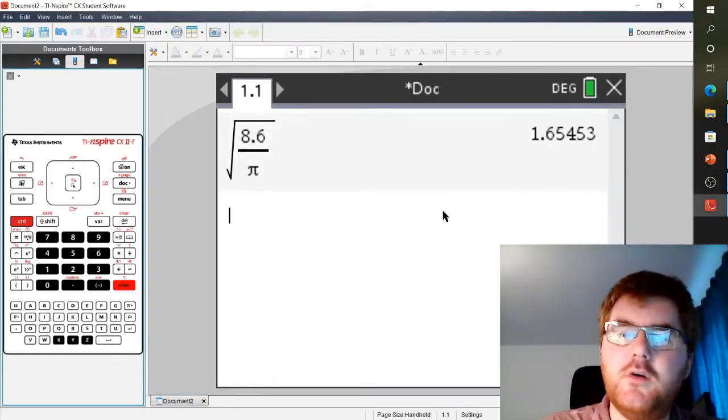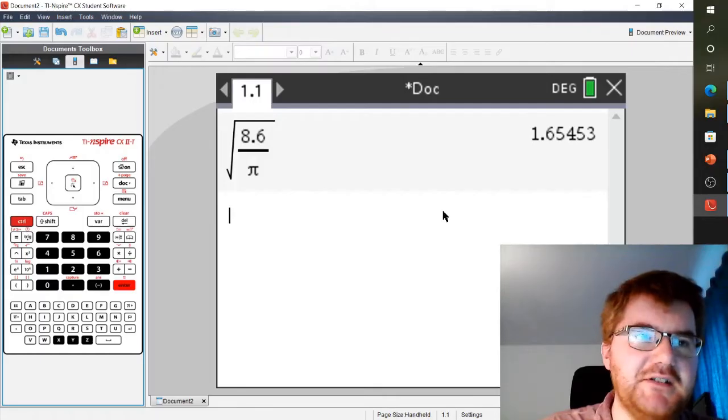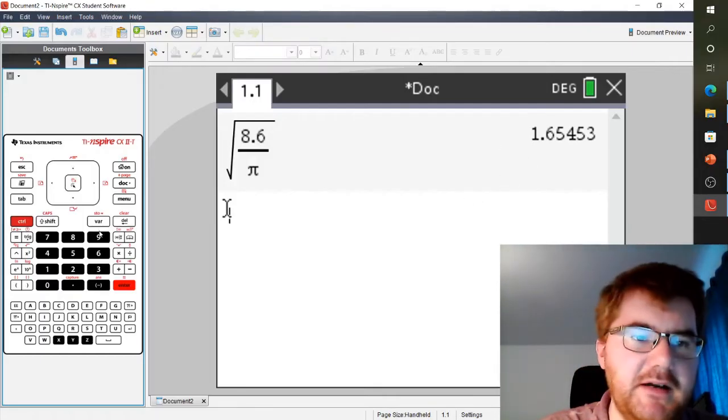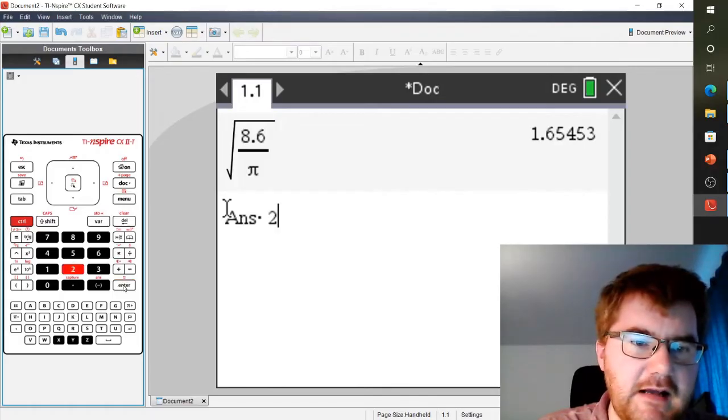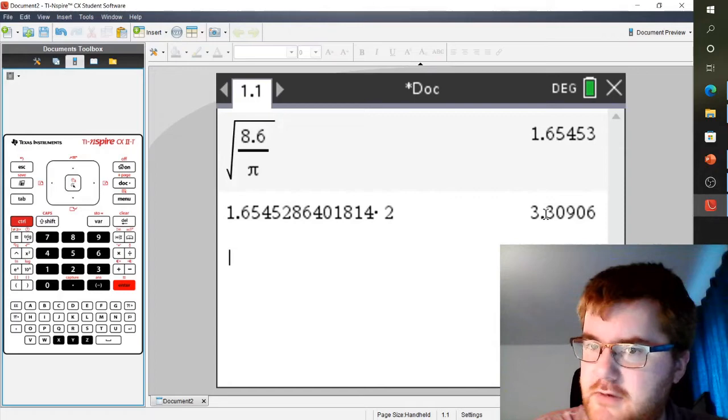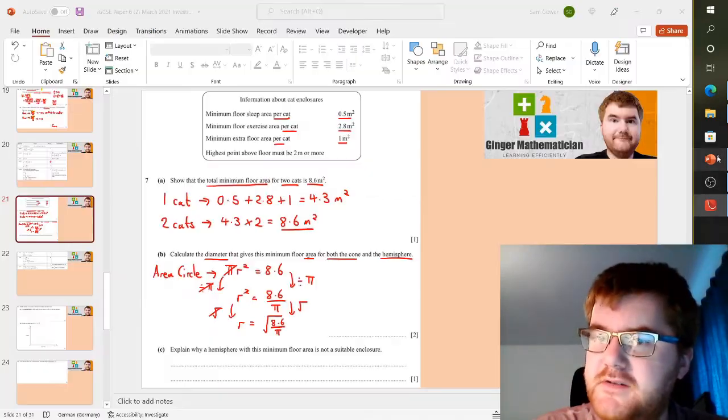However, if we look at the question, we're actually looking for the diameter. So how do we go from radius to diameter? Well, we times by 2. So I'm going to take my answer and times that by 2. And that gives us the answer for the diameter. So we want to round this to 3 significant figures. So it's going to be 3.31. So I'm going to go back.